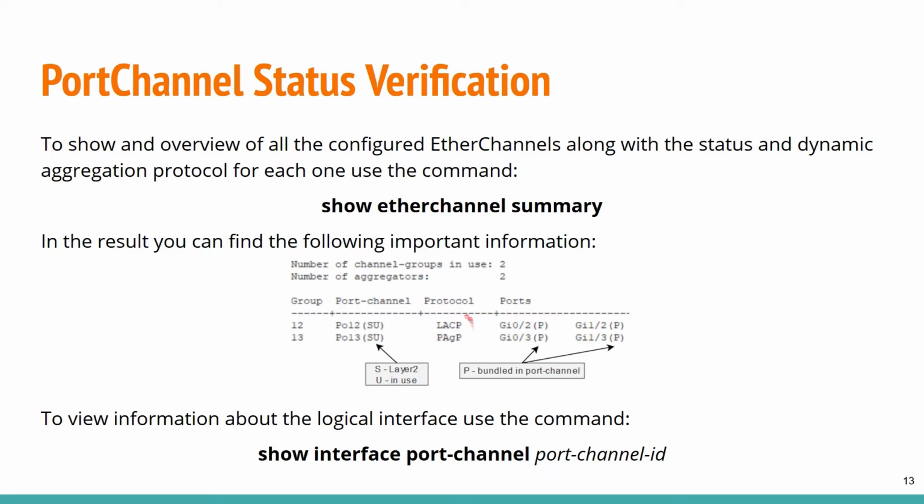And then you can find the protocols for each port channel. Then you can also find the physical interfaces bundled in each port channel and the status for each one. P means bundled in port channel. If you see flags SU and P, it means your port channel is working and everything is fine. To view information about the logical interface, use the command show interface port-channel and then the port channel ID.